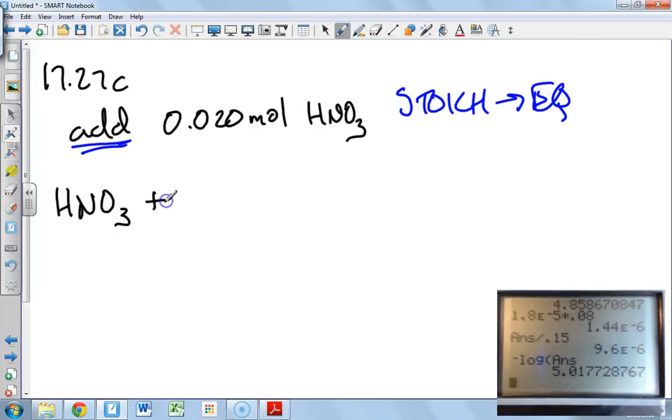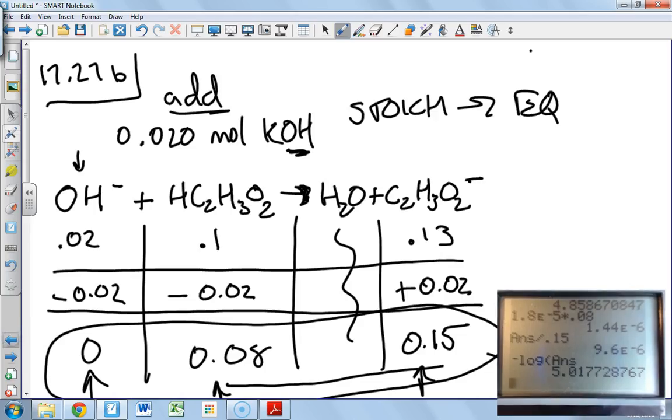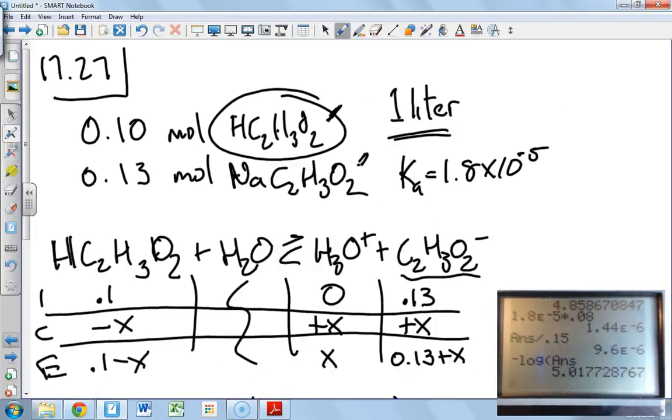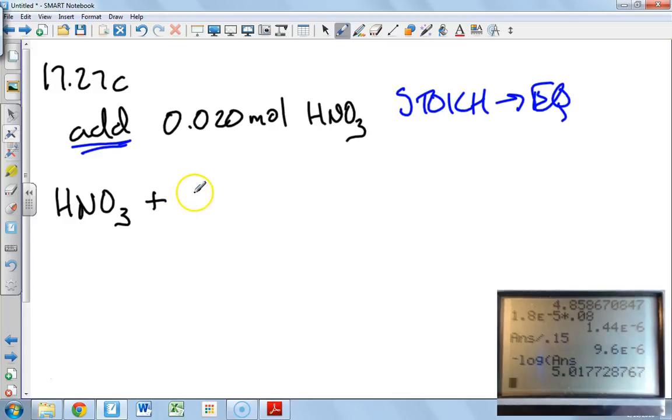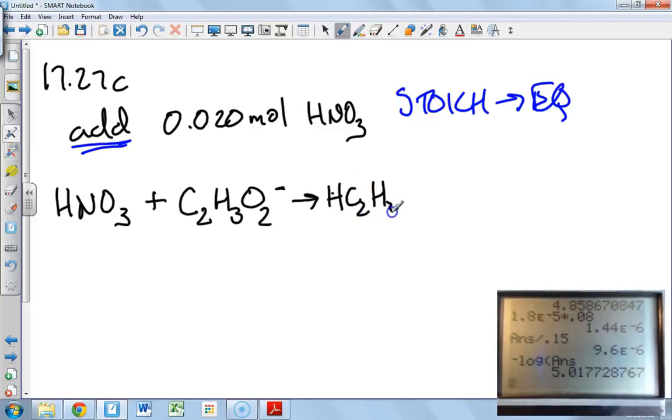HNO3 reacts with, now we have a choice, right? And now we have a strong acid. Okay, the strong acid can either react with the acid or the base. What do you think an acid is going to react with? The acid is going to react with the base now in this case. So the base is C2H3O2 minus. And when this reacts, it reacts to form HC2H3O2 plus NO3 minus.